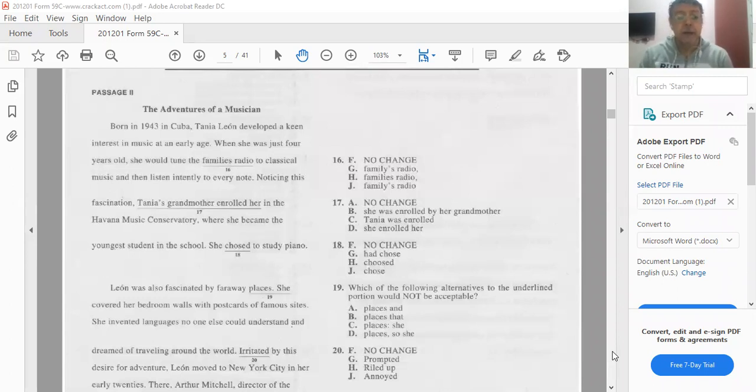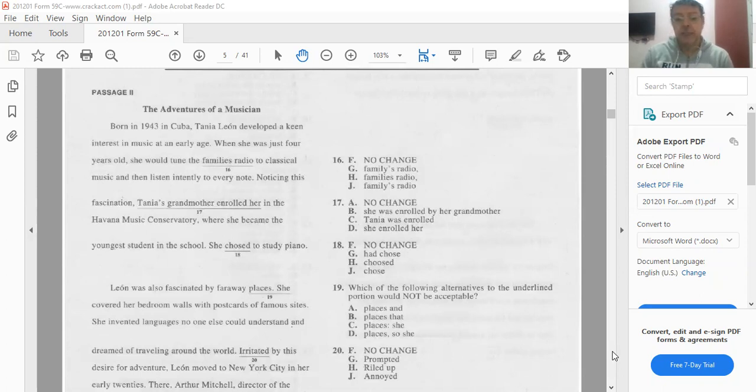Okay. All right. Let's move on to 17. Tanya's grandmother enrolled her in the Havana Music Conservatory. Oh, yeah, that sounds correct. But let's have a look at the other choices. She was enrolled by her grandmother. Tanya was enrolled. She enrolled her. "She enrolled her" is confusing because "she" could refer to Tanya or her grandmother.